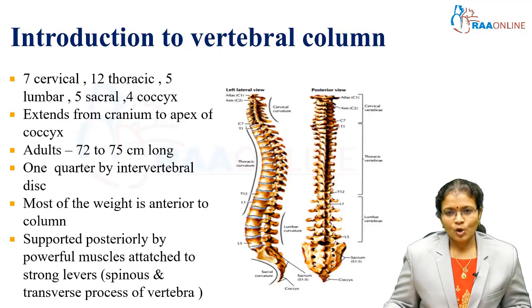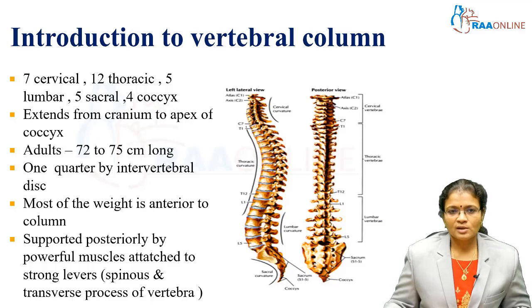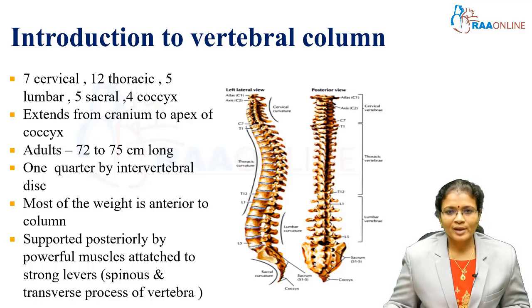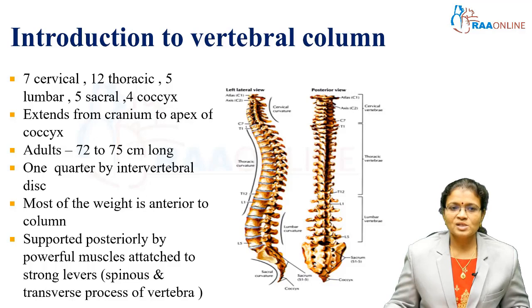Coming to the vertebral column, it is a long column, otherwise called the backbone or spine. It is made up of 7 cervical vertebrae, 12 thoracic vertebrae, 5 lumbar, 5 sacral and 4 coccygeal vertebrae. It extends from the cranium to the apex of the coccyx. In adults, it measures about 72 to 75 centimeters long, and one-fourth of it is made up of intervertebral discs.